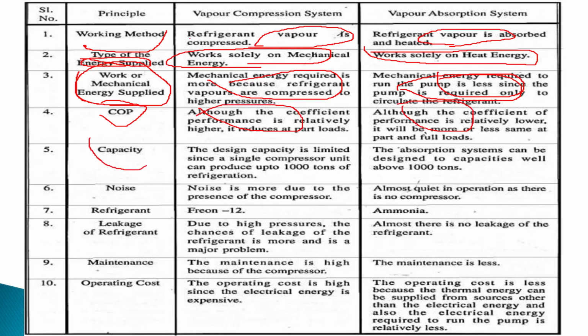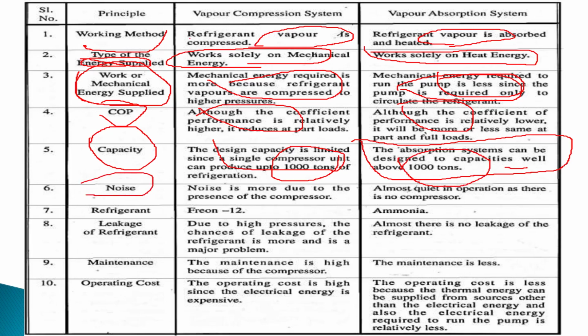But when you consider the capacity of the plant, vapor compression is limited to around 1000 tons of refrigeration. We cannot build a high capacity refrigeration system with vapor compression. But when we go for the vapor absorption refrigeration system, we can design for more than 1000 tons of refrigeration capacity. The noise is more in the case of vapor compression because of the compressor. But here it is almost silent, no noise in the case of the vapor absorption system.